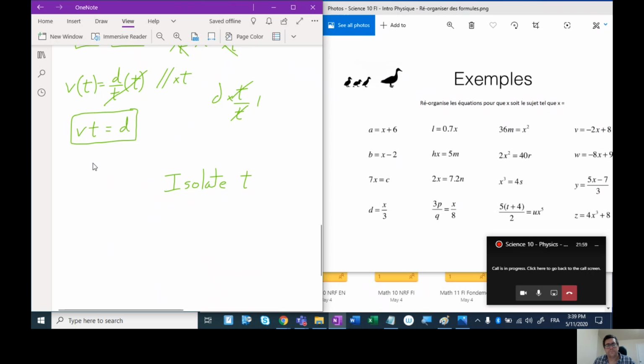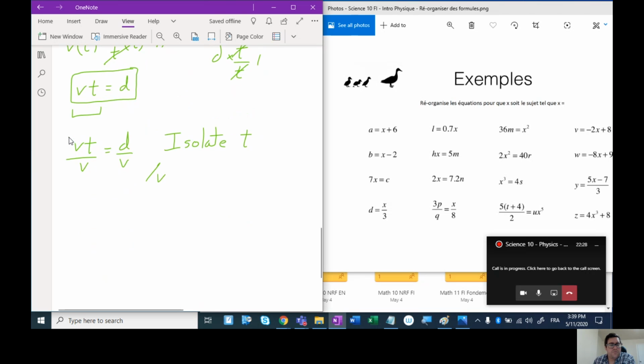So here, if I want to isolate T, what would I do? All right, T's here. That's our target right there. T is being multiplied by V. We don't want that. Let's divide both sides by V because it's times V. The opposite is divide by V. So VT divided by V, again, the whole side is equal to D divided by V. What happens here? V times V divided by V goes away. T equals D over V. That was fast because you're getting better.